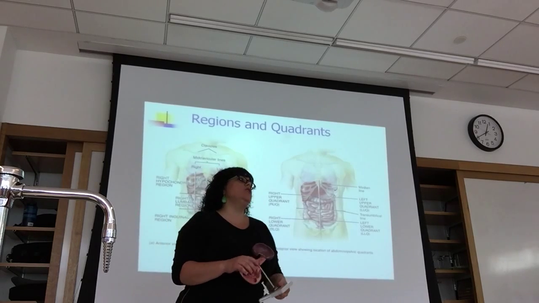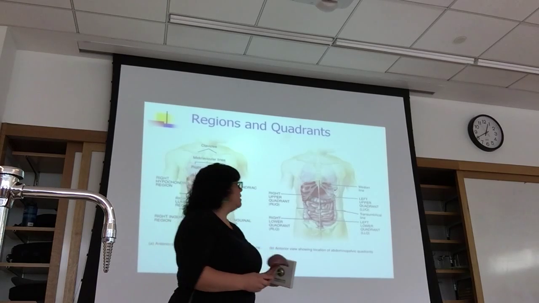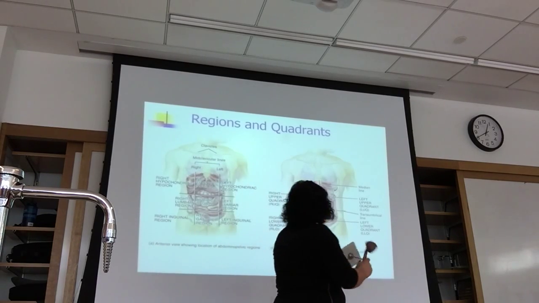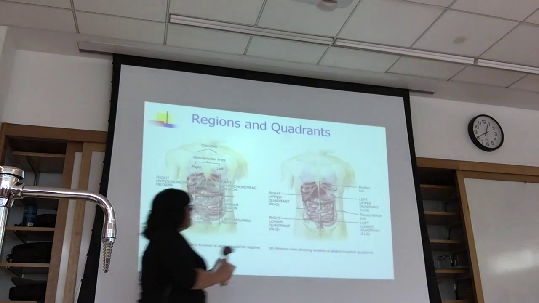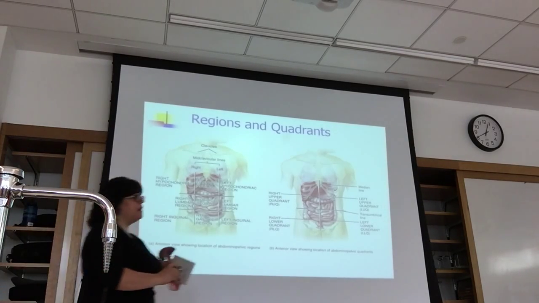On the rat dissection, the pancreas is going to be a little tricky to find, but I will help you with that. All right, so the quadrants, that make sense? Pretty good? Not bad?